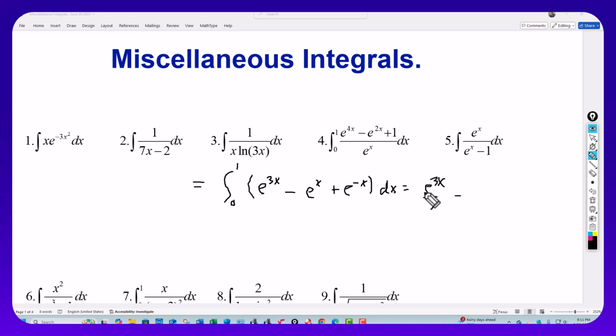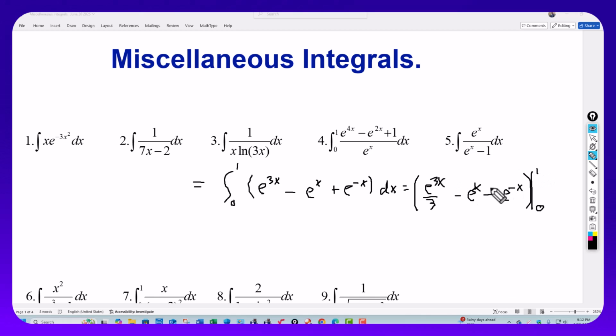Minus the integral of e to the x. That's just e to the x because the derivative of x is 1. That doesn't change it if I divide by 1. And then the same thing for the next one, e to the minus x. In this case, the derivative of minus x is minus 1, so this becomes a minus here. And then it's going to be integrated. Limits of integration are from 0 to 1, so it'll be 0 to 1.